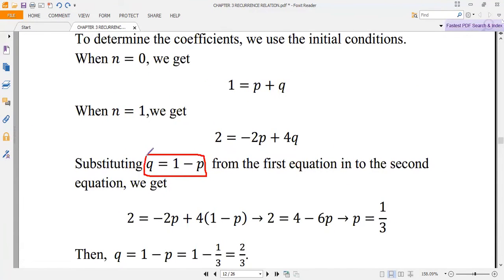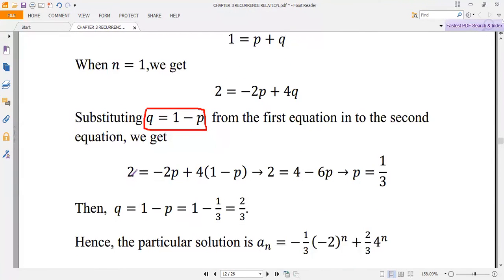So substituting this into the second equation, we get 2 is equal to minus p plus 4 times 1 minus p. When I multiply this, 4 times 1 is 4 minus 4p, so minus p minus 4p is minus 5p. So 2 is equal to 4 minus 5p, which implies that p is equal to 2 over 5.